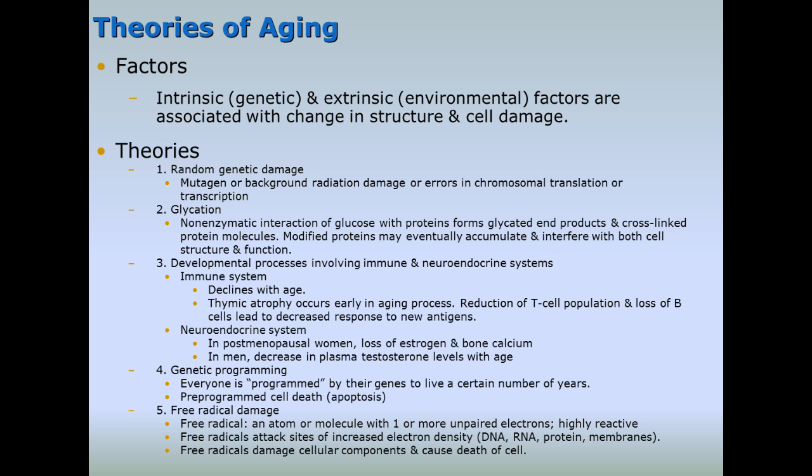Then we have neuroendocrine issues. In postmenopausal women, we have loss of estrogen and therefore loss of bone calcium. They kind of work together. So therefore, they're more apt to, when they fall, break a hip, become more immobile.